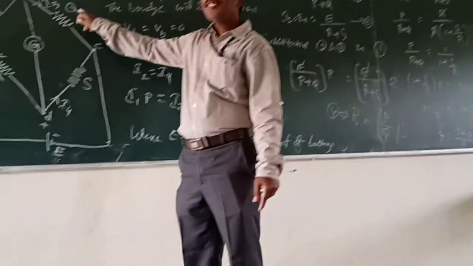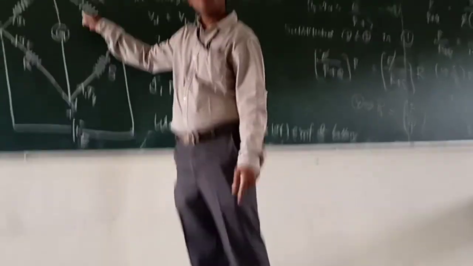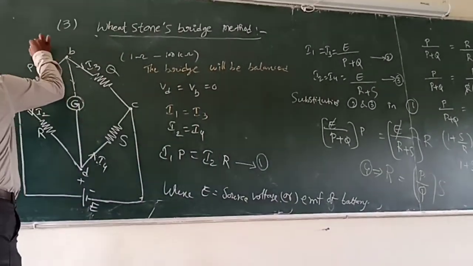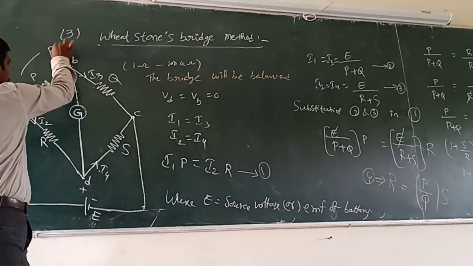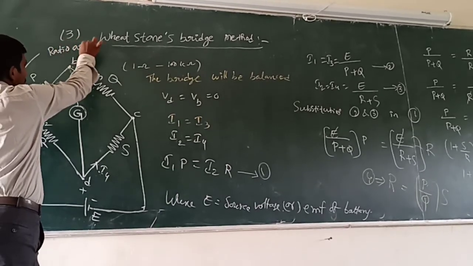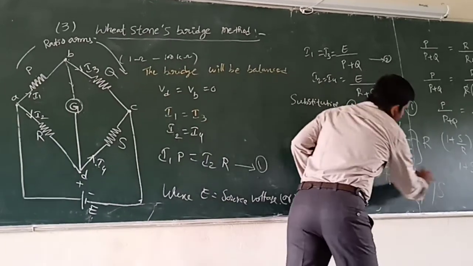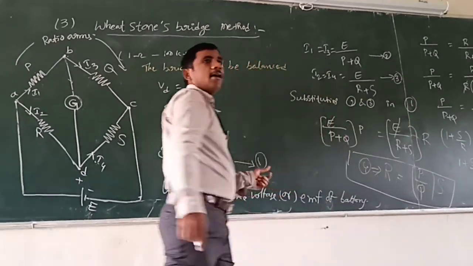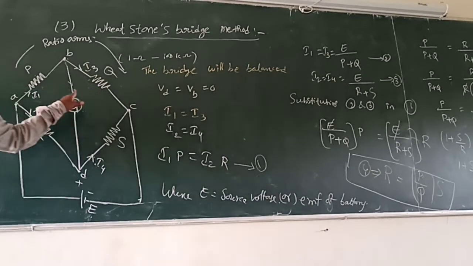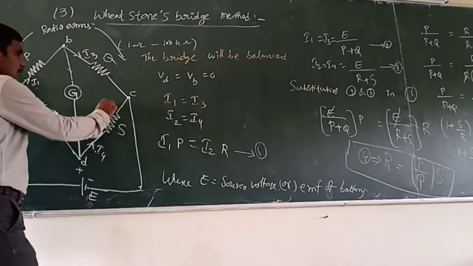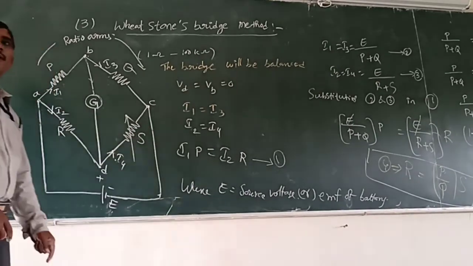P by Q is the ratio, hence P and Q are called ratio arms. P by Q equal to R by S is the equation we are obtaining. Hence, these two arms are called ratio arms, and S is the standard variable resistance.